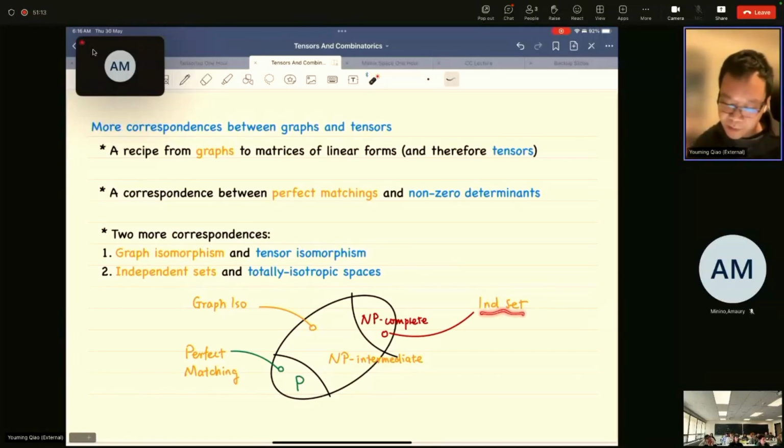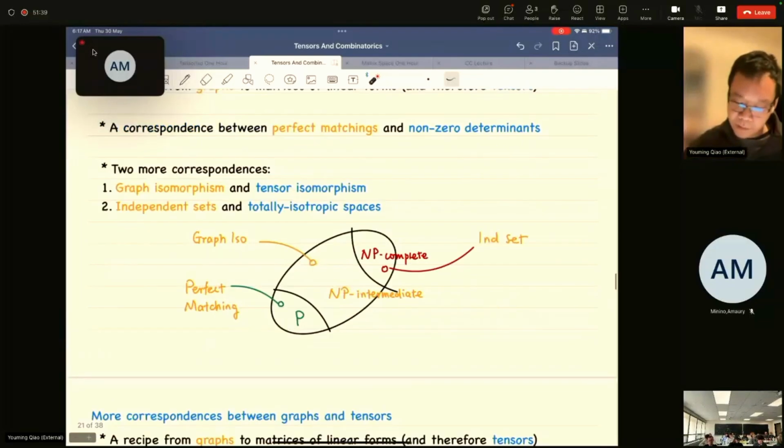So independent set is NP complete. And graph iso, on the other hand, is a famous candidate for an NP intermediate problem. Maybe at some point graph iso will be put in P, but so far, that's what we know. So you see that these three problems occupy different positions from the computational complexity viewpoint.